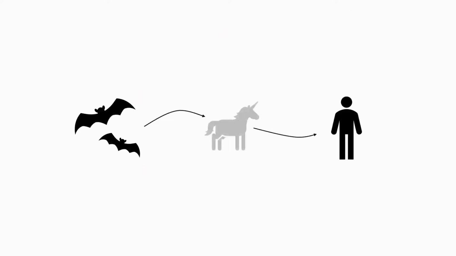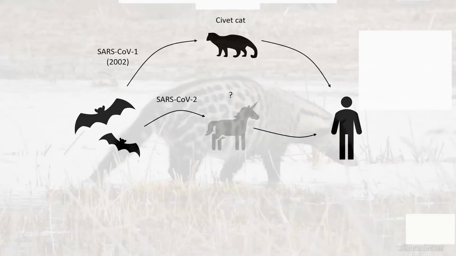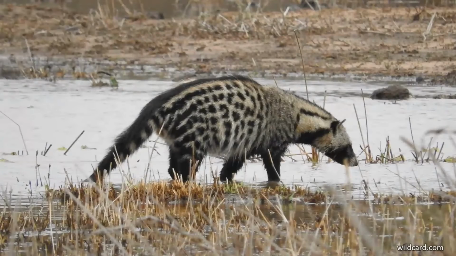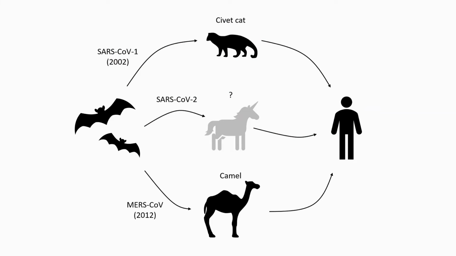We do not yet know what this species is. However, 18 years ago, if we think back to SARS coronavirus 1, the first epidemic that we were facing, people identified the intermediate host species to be civet cats. That's how this animal looks like if you haven't seen it before. A similar situation 8 years ago with MERS coronavirus, where camels served as the intermediate hosts between bats and humans.